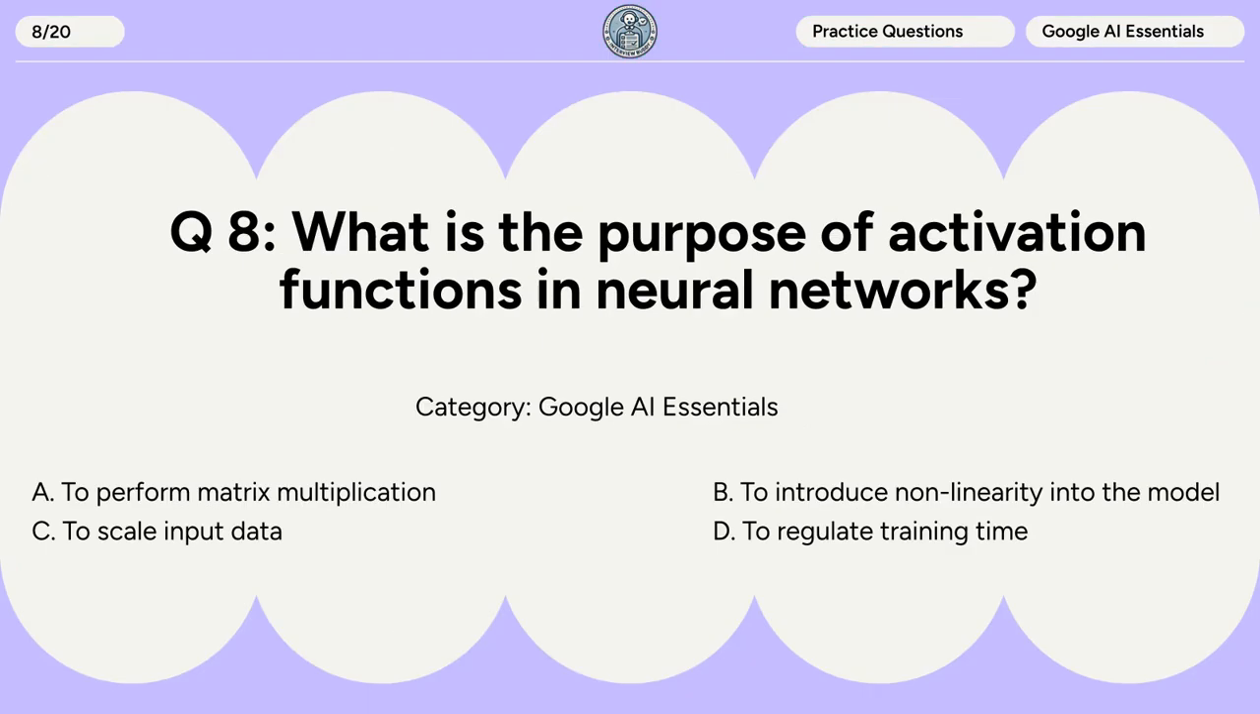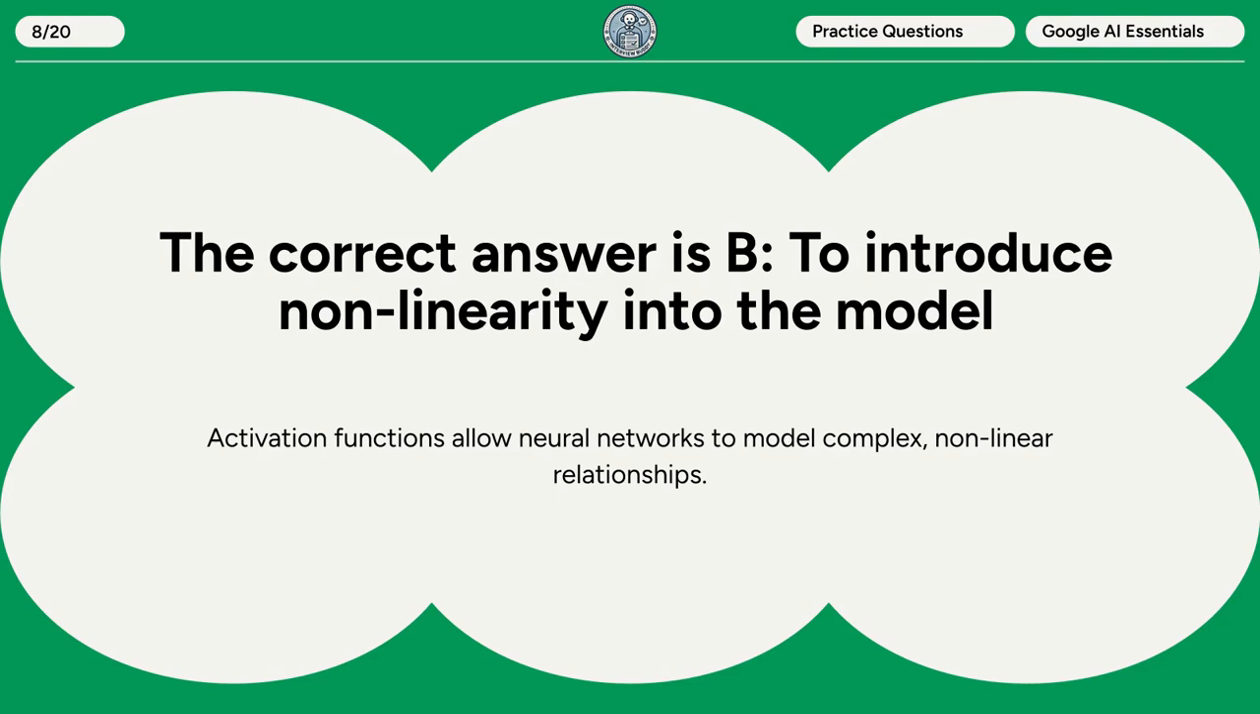Question 8. What is the purpose of activation functions in neural networks? A. To perform matrix multiplication. B. To introduce nonlinearity into the model. C. To scale input data. D. To regulate training time. The correct answer is B. To introduce nonlinearity into the model. Activation functions allow neural networks to model complex, nonlinear relationships.